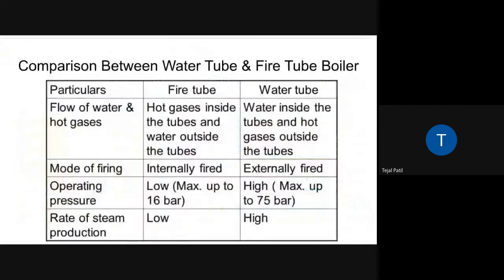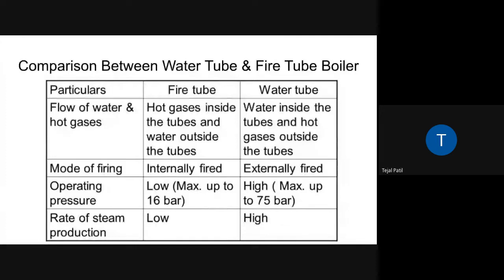Okay. Now let's see a few differences between the fire tube boiler and the water tube boiler. The first parameter is the flow of water, or the flow of hot gases. In the fire tube boiler, definitely hot gases are inside the tube, and surrounding it will be the water. In the water tube boiler, water is inside the tube and hot gases are outside the tube. Then the mode of firing actually depends on the boiler, but normally the fire tube boiler is an internally fired boiler.